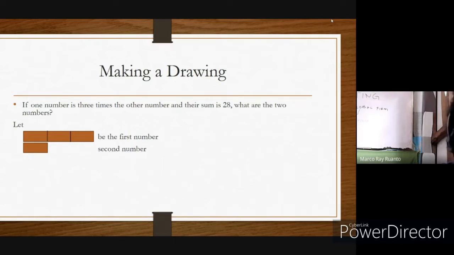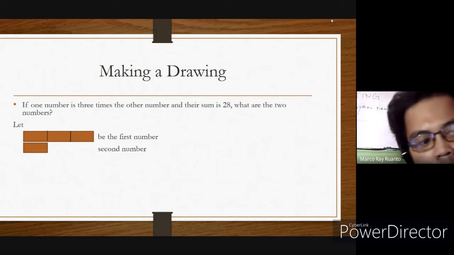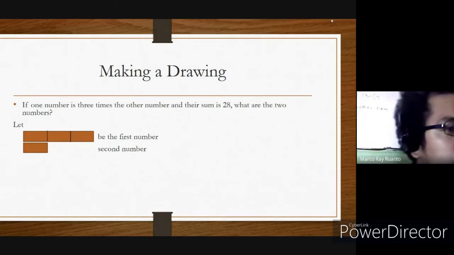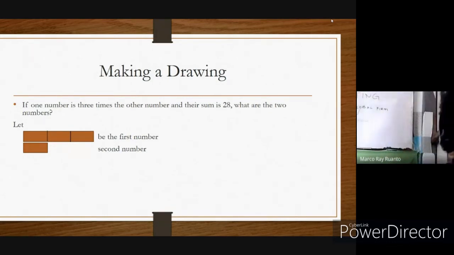Since it is stated there that one number is three times the other number, I have here four blocks. Just make sure that each block is of the same length. These four blocks represent a total of 28. So 4 blocks represent 28, therefore one block is 7, and the three blocks are 21.